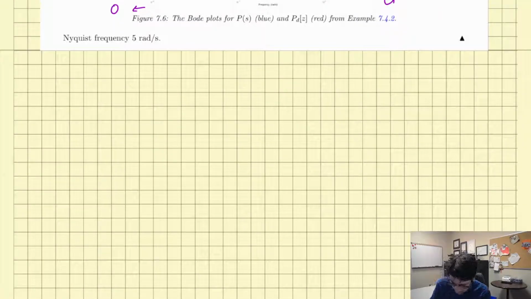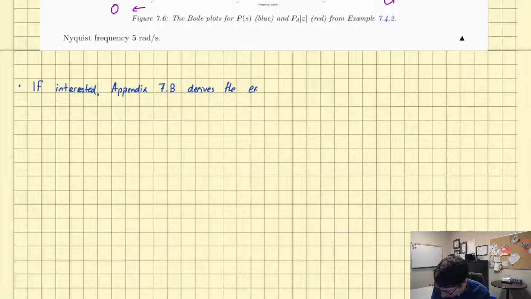If you're interested, there's an appendix in this chapter which derives an exact relationship. If interested, you won't be tested on this. This is purely out of interest. Appendix 7b derives the exact relationship between the continuous time frequency response and its discretization.